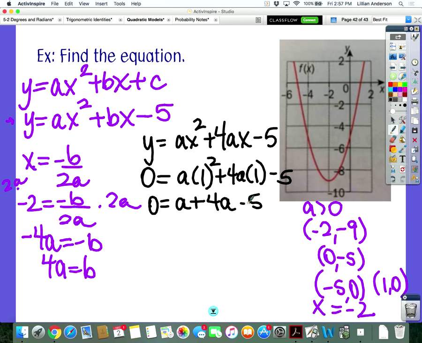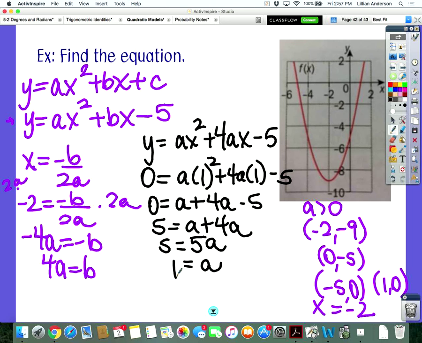How do I solve for a? Add 5. And then? No, not 5, not subtract. Add the a's together. Combine like terms, what's a plus 4a? 5a. So then to actually find a, I need to divide by 5, which is 1.